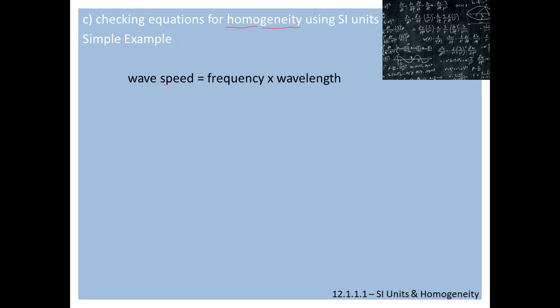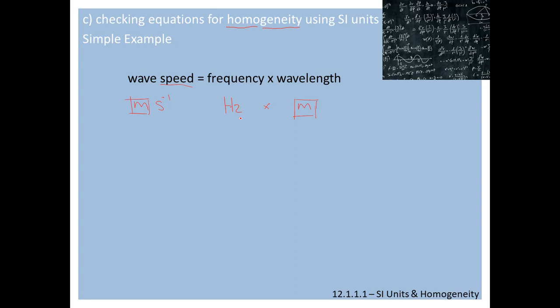So wave speed, we know, is a speed. So our standard SI units would be meters per second for this. Our standard unit for frequency is hertz, and our standard wavelength would be meters. So the meters are dealt with. The meters balance on both sides, so it's homogeneous in terms of that. But the hertz and the per second don't seem to, because they're different.